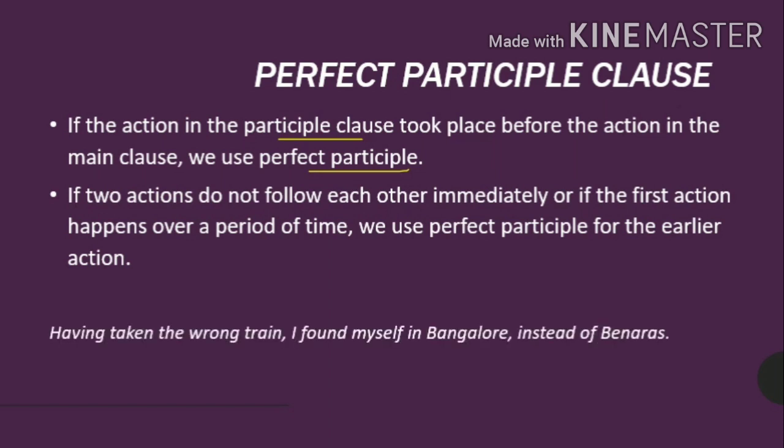Having taken the wrong train. Okay, so this is an example of the first case. Having taken the wrong train, I found myself in Bangalore instead of Benares. So this action happened before the sentence in the main clause. So you have taken the wrong train. That happened before. So you have to use a perfect participle.